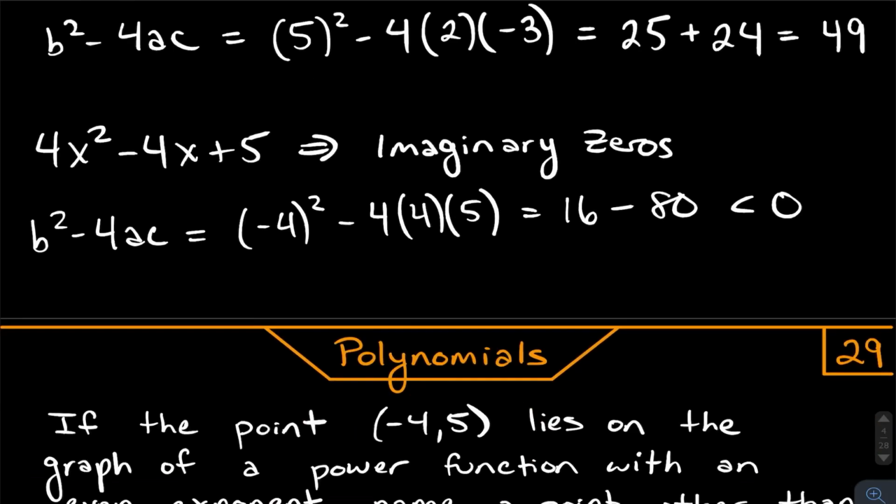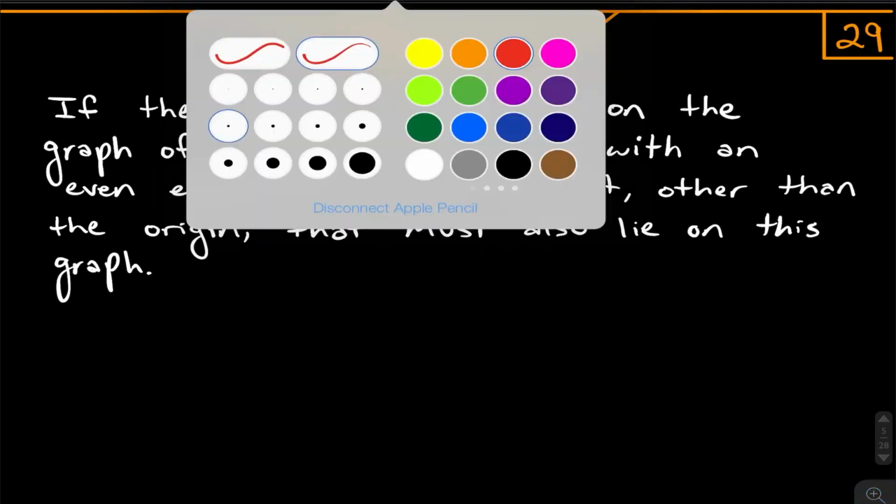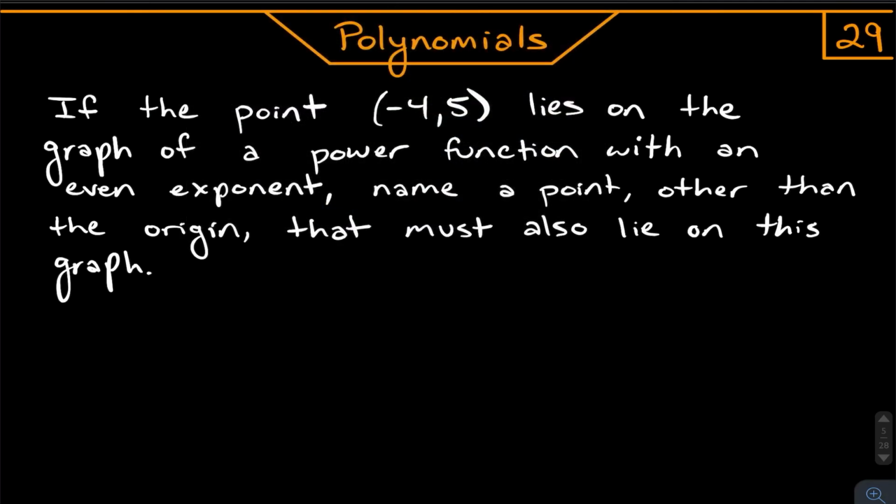Okay, so assuming that you've taken that break, let's move on to the orange section on polynomials. Okay, so starting off with this problem, we're asked if the point negative 4, 5 lies on the graph of a power function, we'll define what that is in a second, with an even exponent, name a point other than the origin that must also lie on this graph.